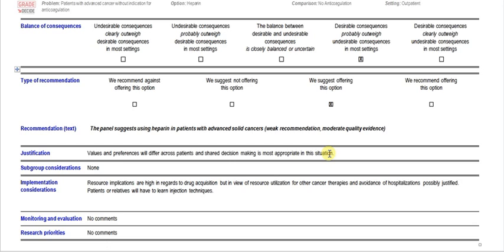In summary, the EtR facilitates the decision-making by a guideline panel in moving from the evidence to the final recommendation, and allows recording of judgments for a transparent process. This concludes our video about the evidence to recommendation framework.